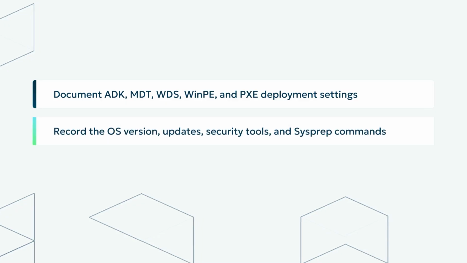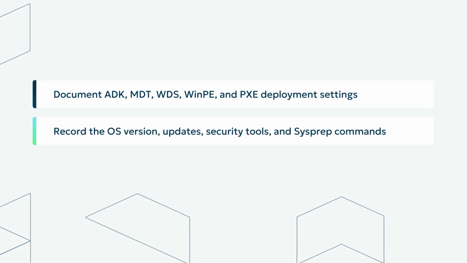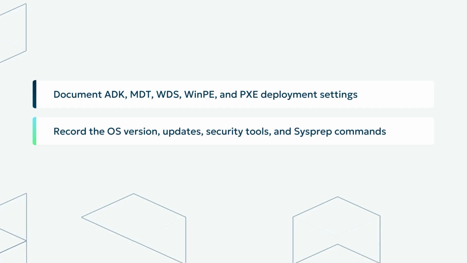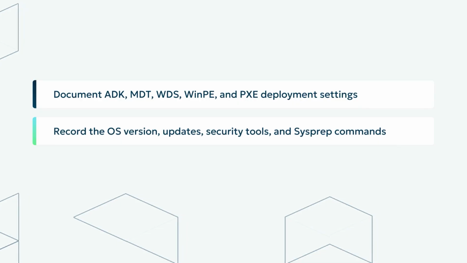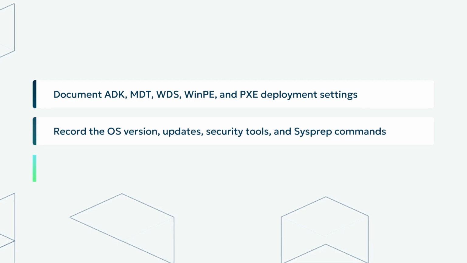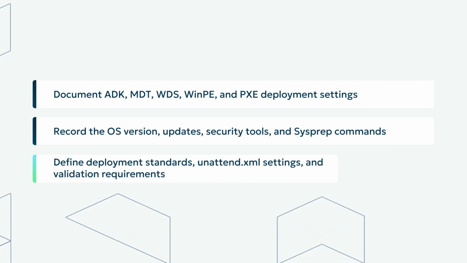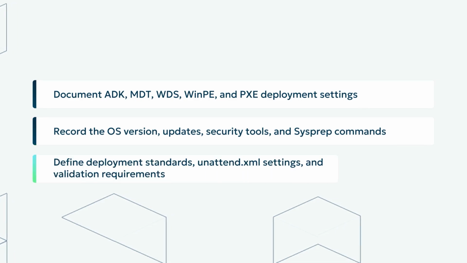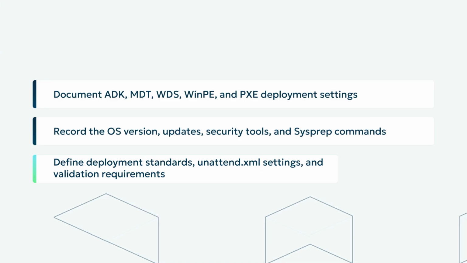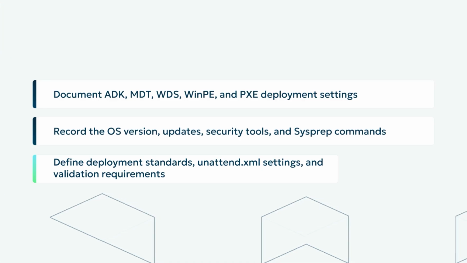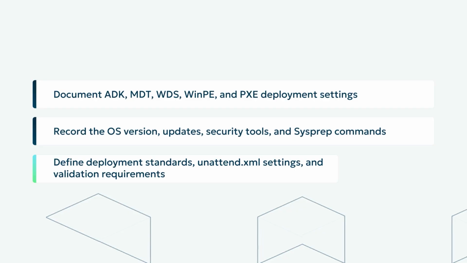Then, record the operating system version and edition, installation process, required updates and security tools, and the exact sysprep commands used. Finally, define your deployment process, including naming standards, unattend.xml configurations, deployment platform requirements, and validation checklists for production readiness.